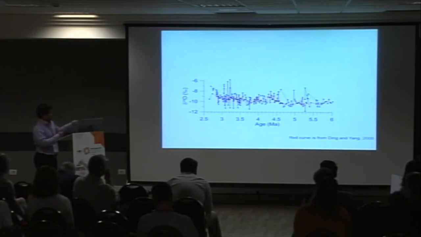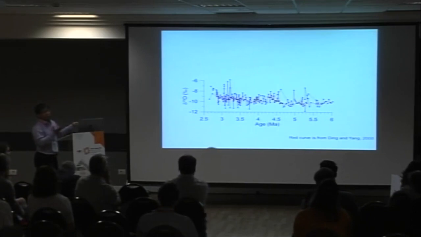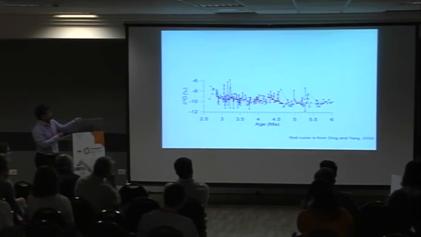This red curve is from Ding et al. in a nearby section. Their record has not been tuned to the benthic δ18O yet, but as you can see, it is based on paleomag. During 3.3 to 3 million years, there is one high peak. If we tune it, this one will align well with our data. So we are not alone.